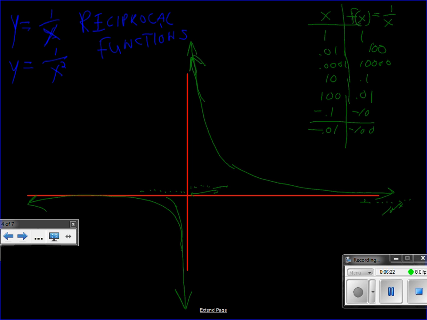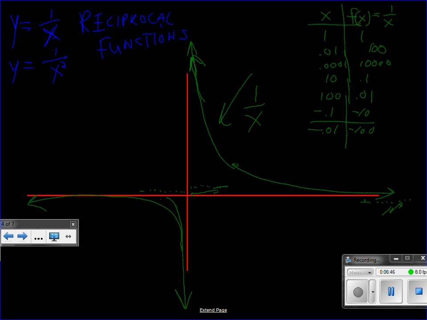Is it an odd function? It sure is. This is an odd function. I didn't draw this very well, but if I put in an x here or a minus x, I'd get the negative value. So this is an odd function. This function in green is the reciprocal, 1 over x, and you should be familiar with that.